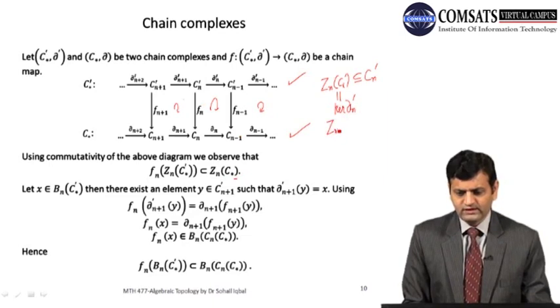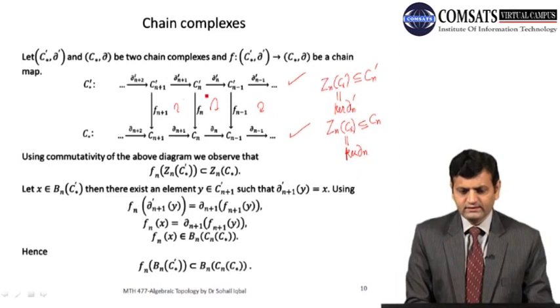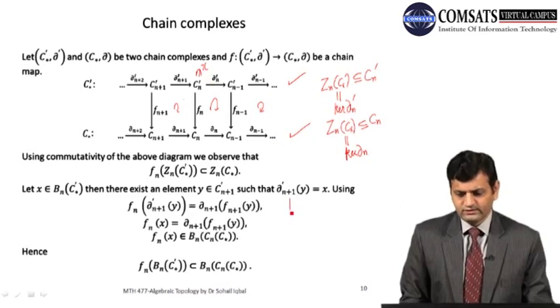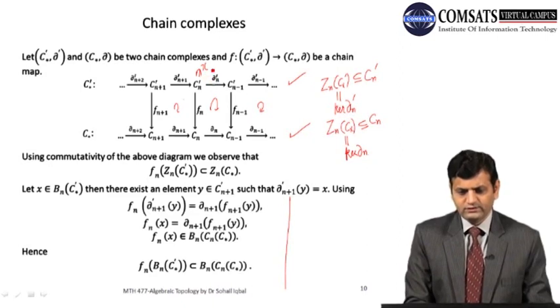Similarly, what is Zn of C star? It lives inside Cn, and it is equal to the kernel of partial n. Now I want to show that the kernel, which lives inside Cn prime, when I apply Fn on it, lives inside Zn of C star. So let's see how to show this result. Let's take x belonging to Cn prime such that it belongs to the kernel. Let's use this space to show this result.